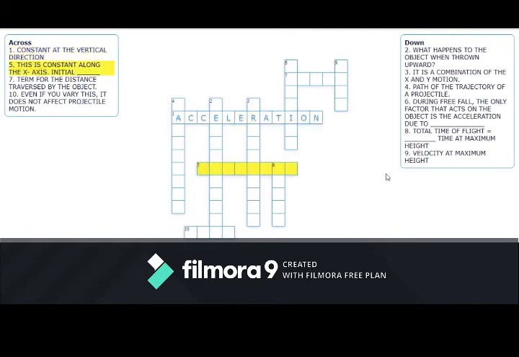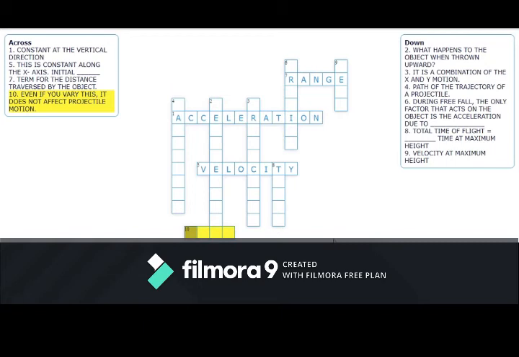Number 5. This is constant along the x-axis. It is initial blank. What do you think is the blank? It is initial velocity. So did you guess it right? I hope so. Next, number 7. This is the term for the distance traversed by the object in a projectile motion. So what do you think is the answer? Yes, you guessed it right again. The answer is range.